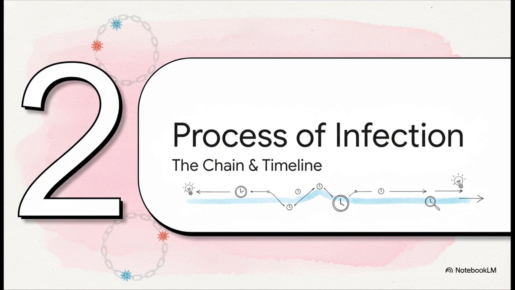Okay, so we know the players. Now let's talk about the game itself, the actual process. You know, for an infection to really take hold, a very specific sequence of events has to happen, and it unfolds on a pretty predictable timeline. Understanding this is everything when it comes to stopping it.